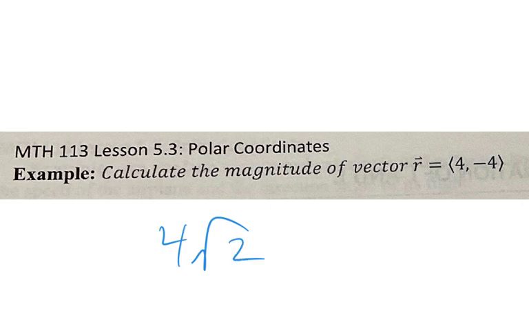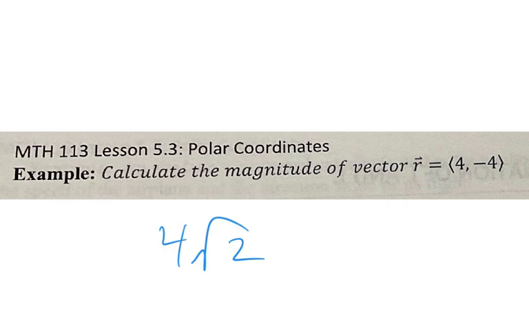4 radical 2, because this is going to be what kind of right triangle? It's going to be an isosceles right triangle, because it's got the same x and y values. You follow? So if I know these, if it was 1 and 1, it's radical 2. Well, it's 4 and 4, which is 4 radical 2.